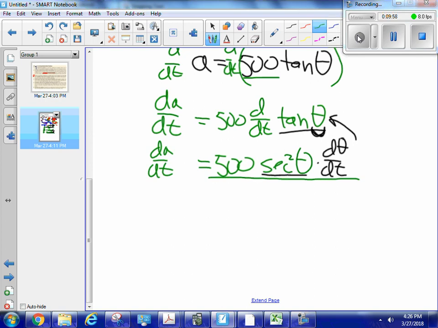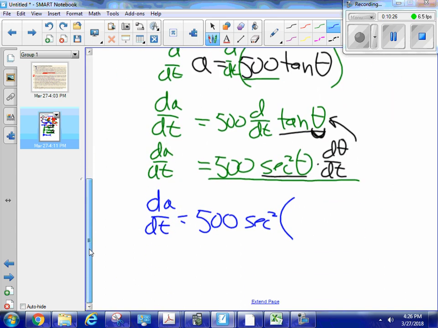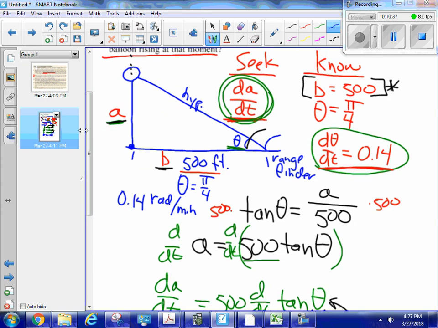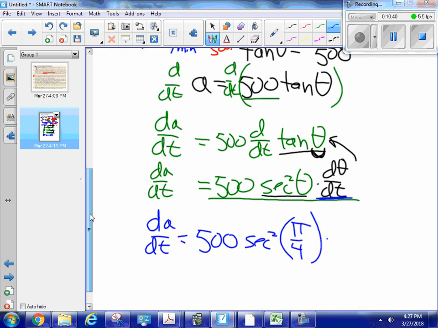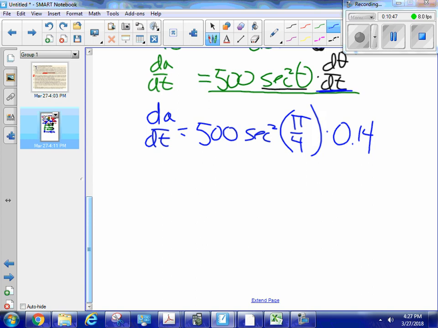So now I have a nice formula, dA/dt is equal to this. And now that I've got this nice formula relating the rates of change of the variables, I can start plugging in some numbers. So I'm still seeking dA/dt, and that's equal to 500. Well, secant squared, and I know that theta at this moment, the angle of elevation, is pi over 4. So I have secant squared pi over 4 times d theta/dt, which they gave to me. That was one of the things I know. That's right here. So that is times 0.14.